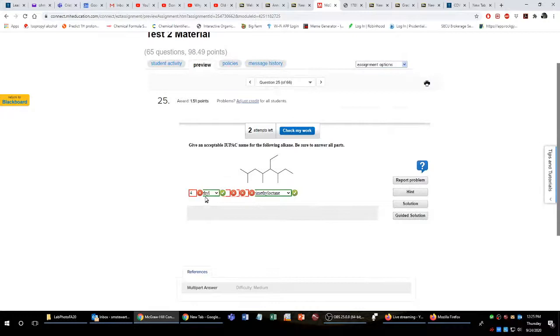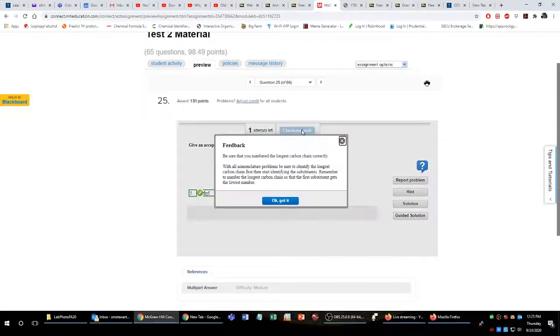I disagree. So let's see if they're doing that on instance 5. 2, 4, 6. So you see where it's actually contradicting itself in this answer, so that the first substituents get the lowest number.